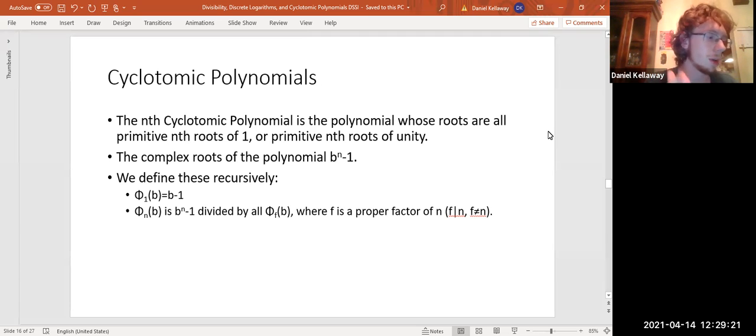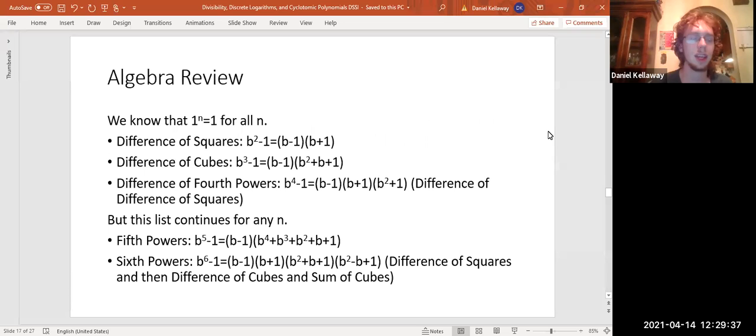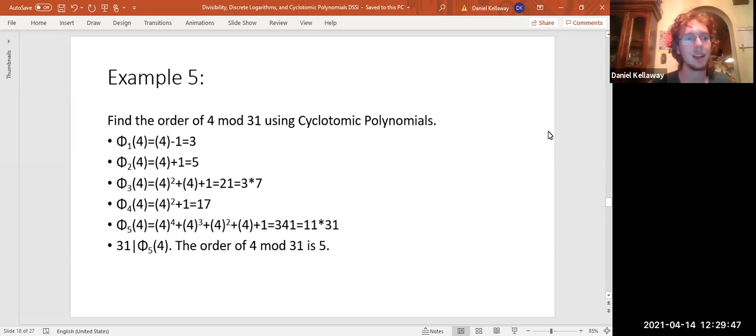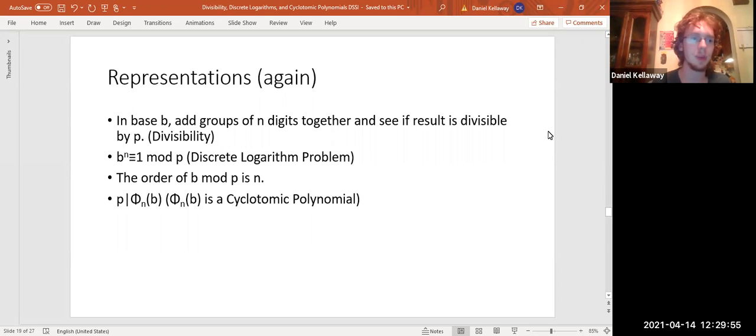So we have cyclotomic polynomials. We're not going to evaluate these for the roots, but we will evaluate them at different bases to give us different function values. And we're going to take the nth cyclotomic polynomial, where n is the order. But where does the prime come in? Well, we're testing to see if that function value of phi n evaluated at b is in fact divisible by that prime.